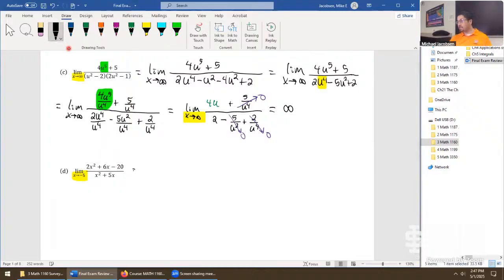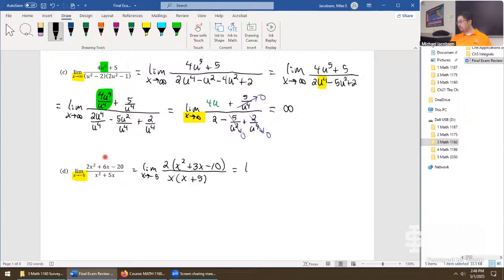I write this as the limit as x goes to -5. First, I'm factoring out a 2 just to make the rest of the factoring easy. If you jumped into factoring right now, it could work out, but a little bit trickier. x squared plus 3x minus 10 is left behind. And the denominator is easy to factor. Just factor out x, leaving behind x plus 5.